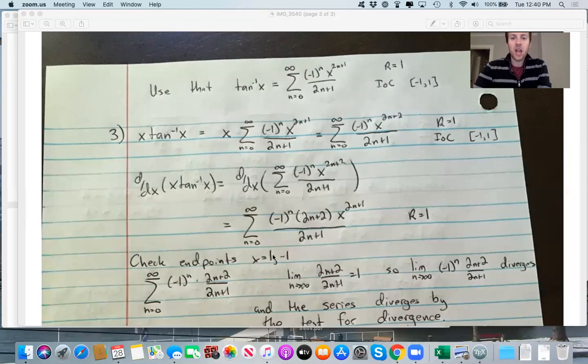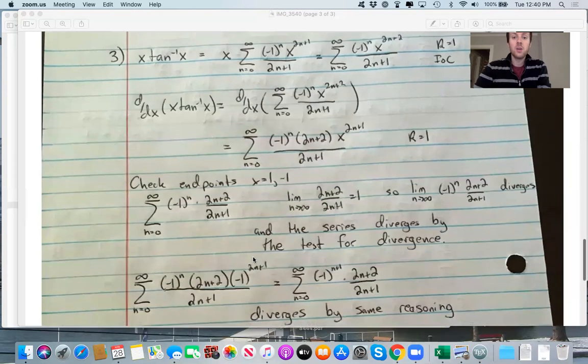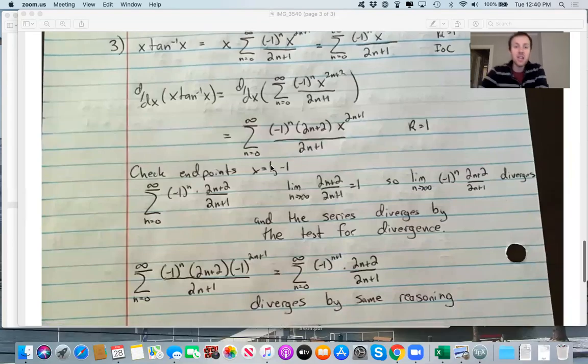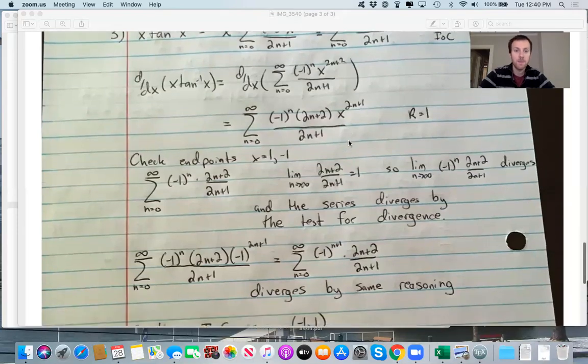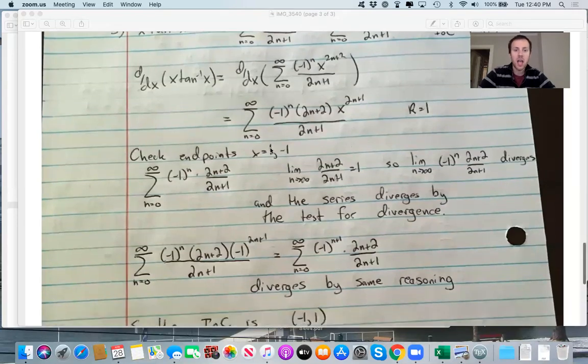But now we need to check they converge for the original series. Do they still converge after we differentiate the series? And that means take 1 and -1 and substitute them into this series and see what happens. So if we pick x equals 1, then putting that in here, we get 1 to the 2n plus 1.